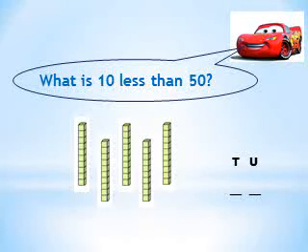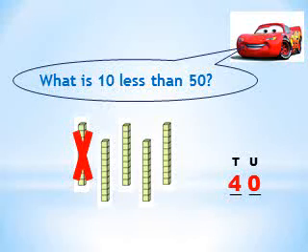The last example today, what is 10 less than 50? The same number, 50. Here I have 50. I want 10 less. We said less, I will take away. So I will cross out one of the tens. So now what is my number? How many tens? 1, 2, 3, 4. So I put 4 in the tens room. Do I have any units? No. So I put 0 in the units room.